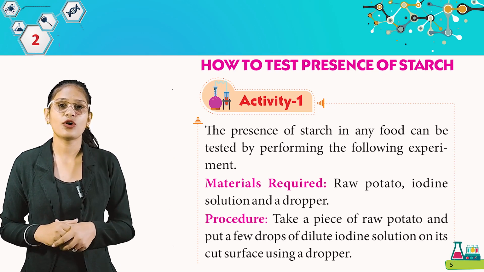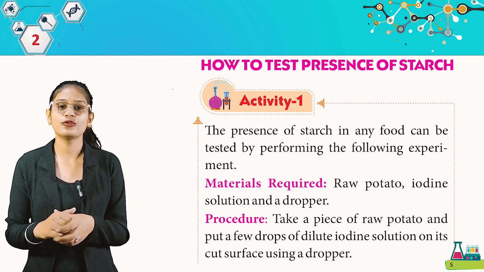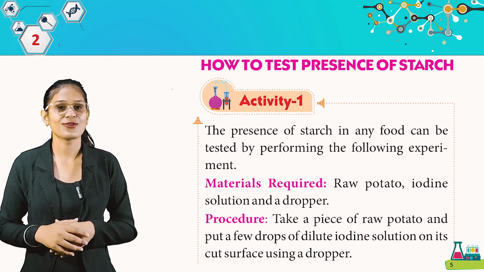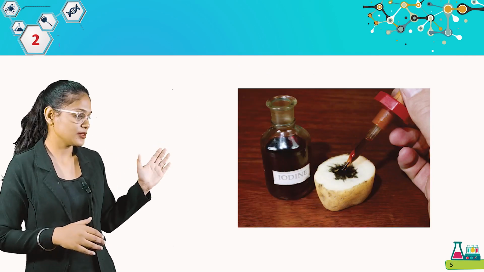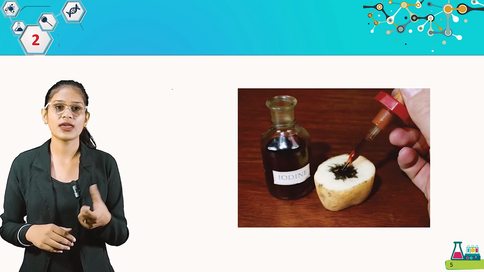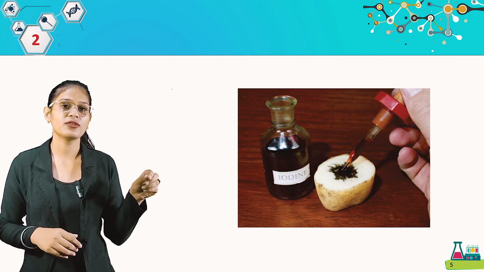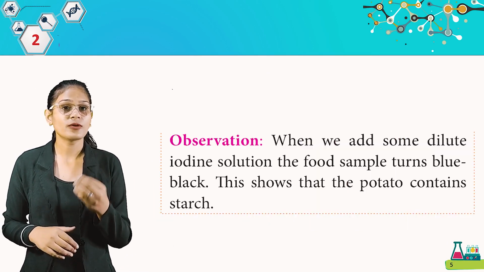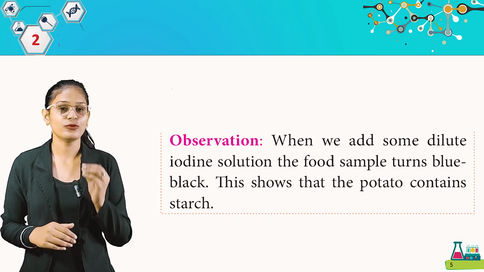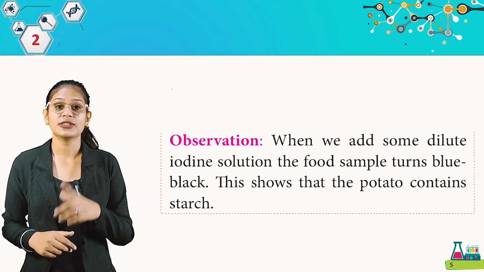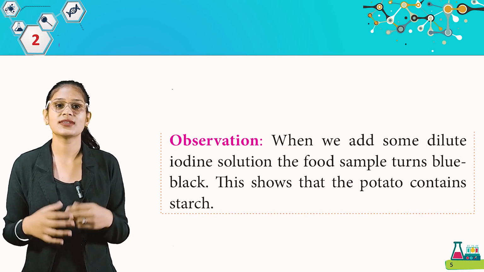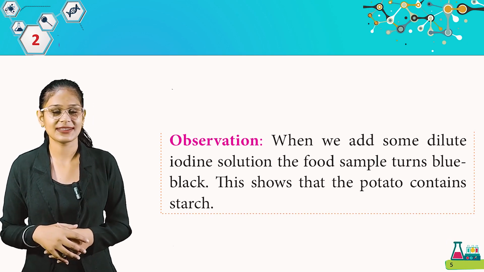Procedure: take a piece of raw potato and put a few drops of dilute iodine solution on its cut surface using a dropper. Look at this picture students. You have to take a raw potato. आपने एक raw potato लेना, उसको कट करना है, उसकी एक स्लाइस पे आपने ड्रॉपर की हेल्प से आयोडीन सॉल्यूशन को ड्रॉप करना है. Observation: when we add some dilute iodine solution, the food sample turns blue-black. This shows that potato contains starch. Get it students? इस तरह आप starch testing कर सकते हैं.